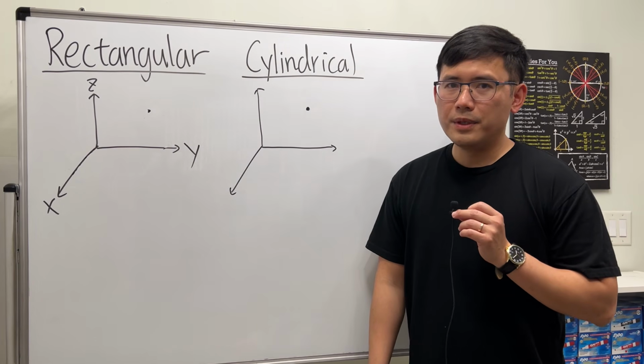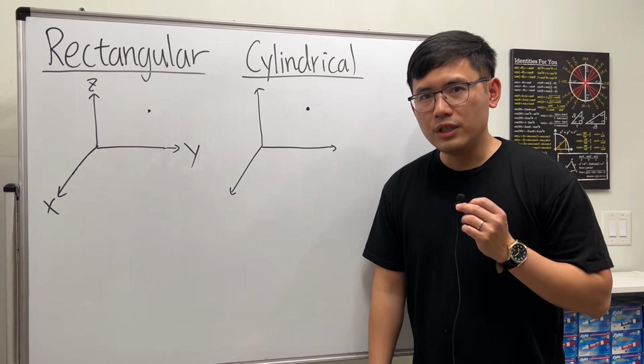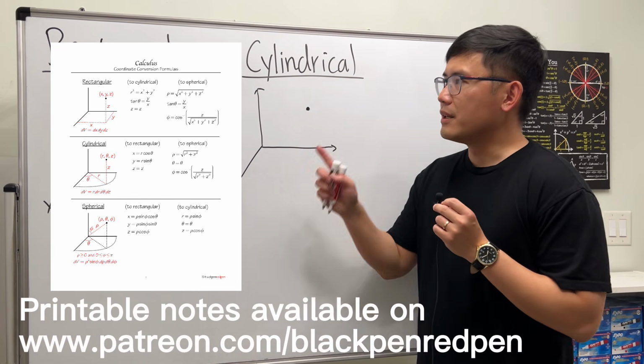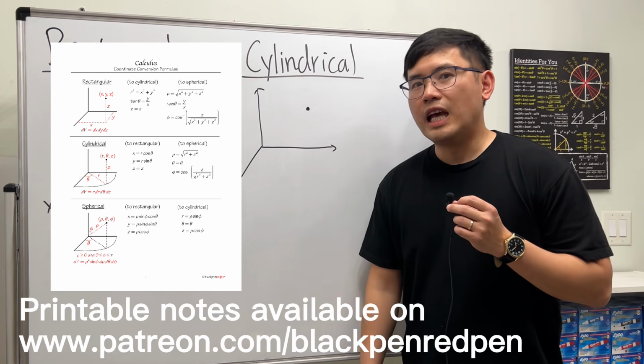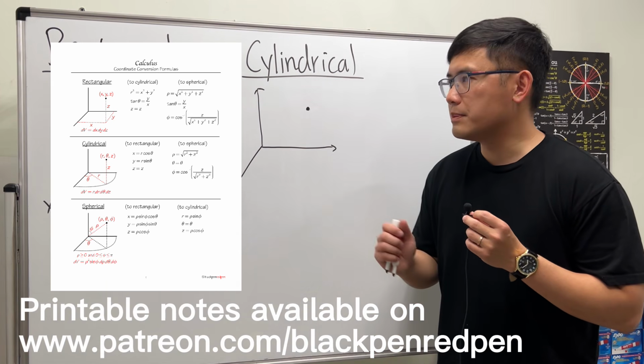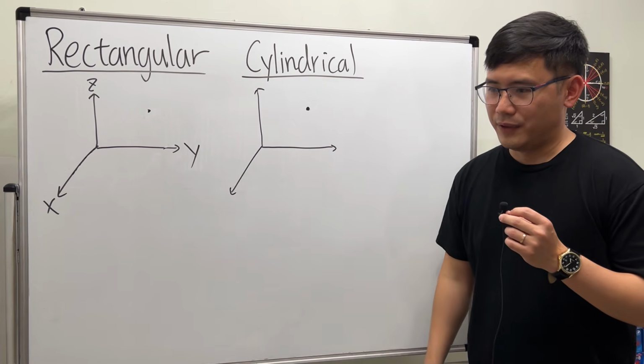Okay, this video is going to be awesome because we'll be talking about the three most important coordinate systems in a multivariable calculus class. They are the rectangular, cylindrical, and spherical coordinate systems. And we'll be talking about the conversion formulas between them. Let's focus on rectangular versus cylindrical first.